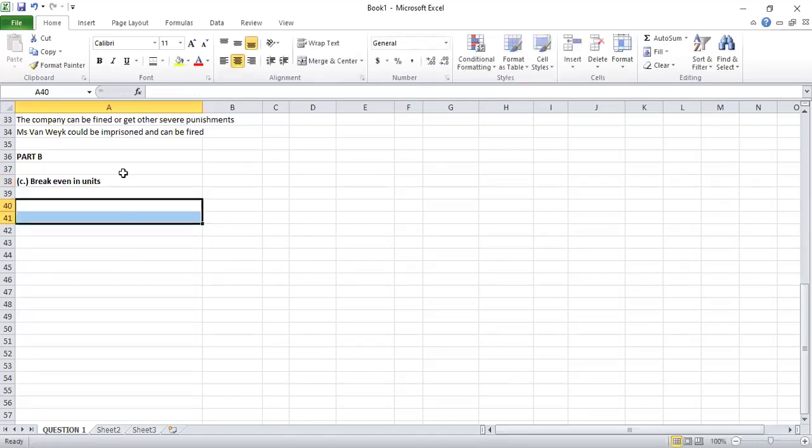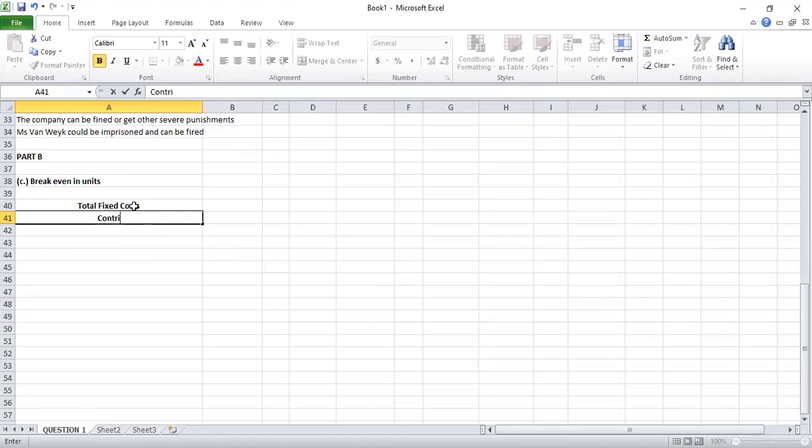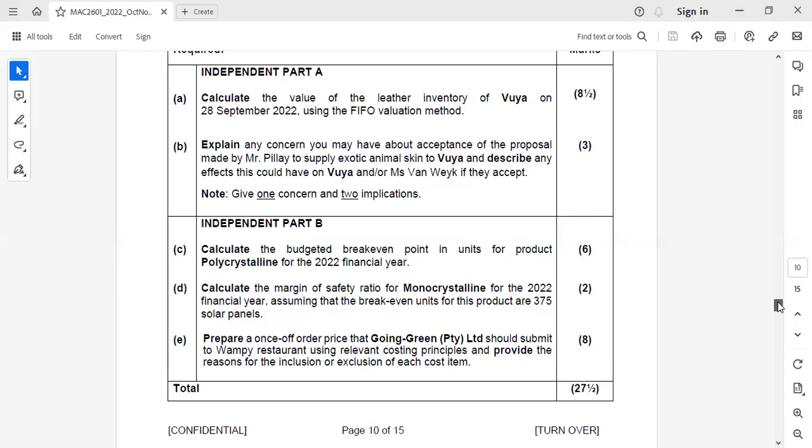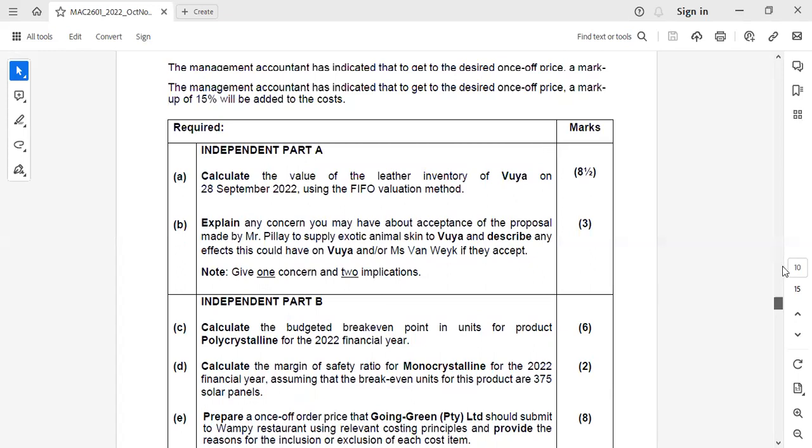Right, to calculate our break-even, we would say total fixed costs over contribution per unit. So for you to be able to calculate, you need your total fixed costs and then you find your contribution per unit. So now let's go and find out what are the total fixed costs for this polycrystalline and what is the contribution.